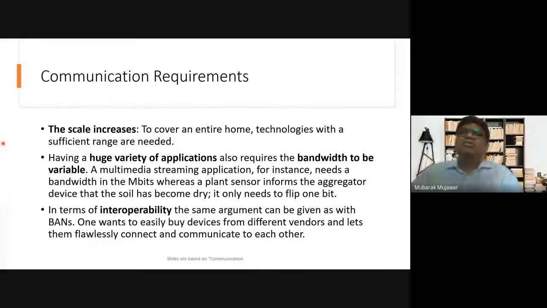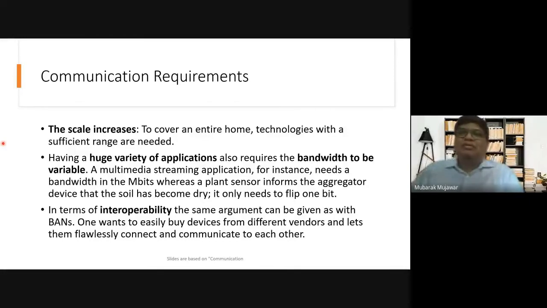And the third thing is, it has to be interoperable. My refrigerator is from Samsung, my TV is from LG, my AC is from some other vendor. So I'm using devices from different vendors, and I want to make sure they connect to my communication hub flawlessly. So these are the requirements.